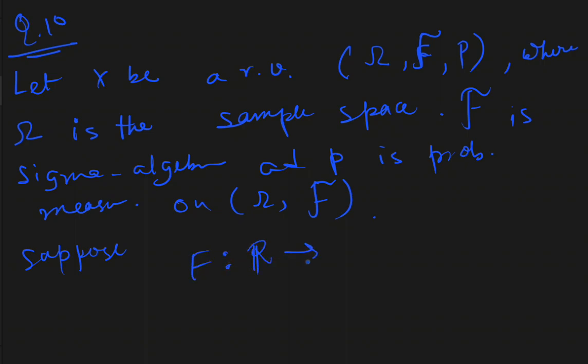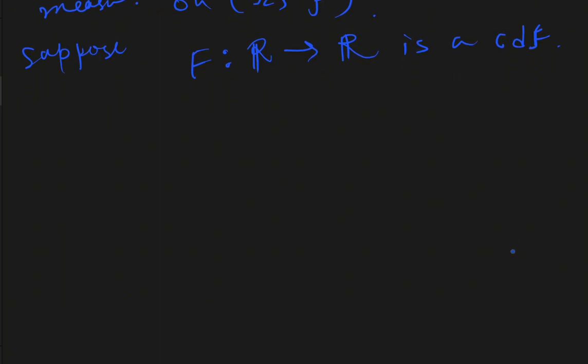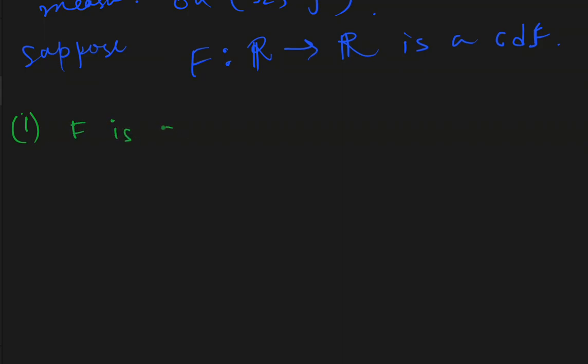Okay, suppose that a function F is a map from R to R that is a cumulative distribution function, CDF. Then consider the following statements and decide which are true or false. Statement 1: F is always a monotone increasing function. Yes, it is.